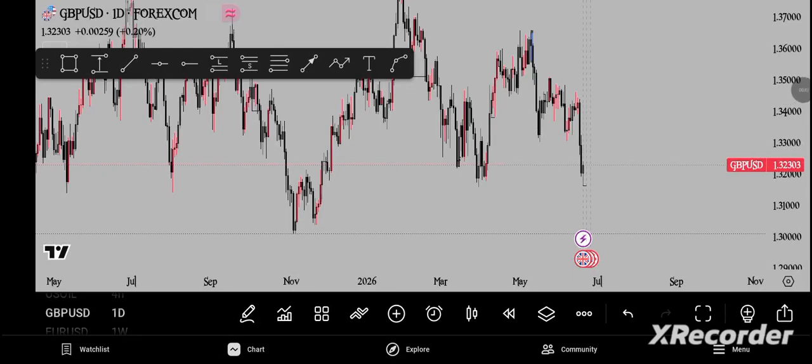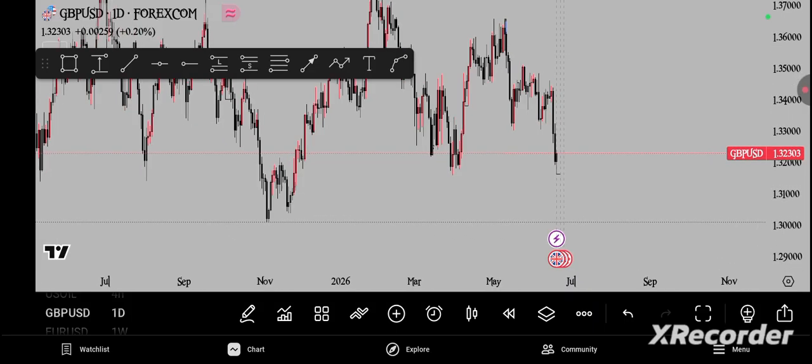This could be one of the most important trading weeks of the month. So let's break down the market structure by structure and identify the key areas to watch. So watch me as I analyze the markets.